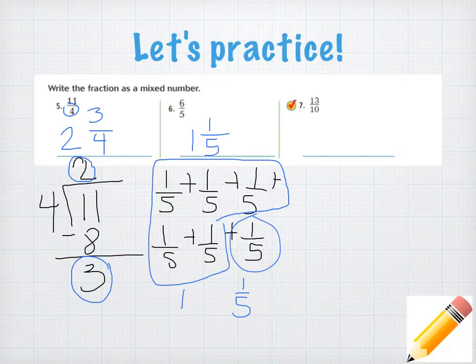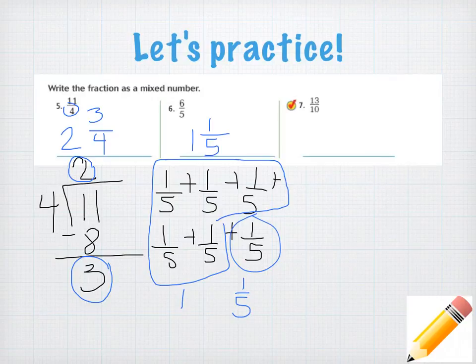This strategy becomes a little bit difficult when you have numbers that are larger, like the next problem, 13/10. In this problem, it wouldn't be very easy to do this strategy because you would have to write out 1/10 13 times, and that takes up a lot of time. In a problem like this, it would probably be easier to use the division strategy, so that's what I'm going to use.